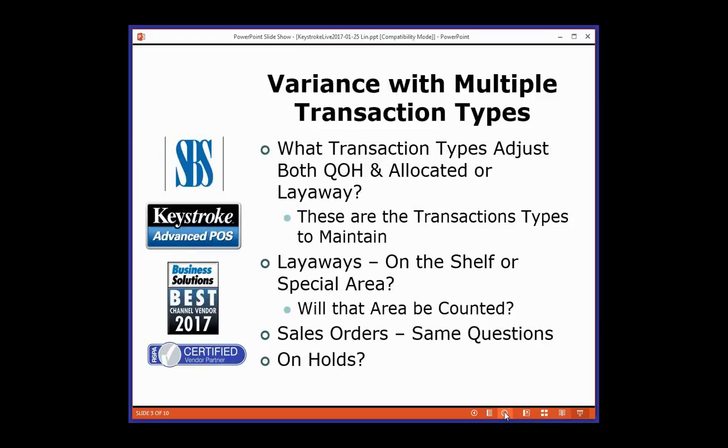The thing you need to do before you do a variance is think about what transaction types you have that adjust primarily both the quantity on hand and either allocated or layaway. Usually, these are the ones that you need to maintain. You need to clean up if they're not valid, that sort of thing.